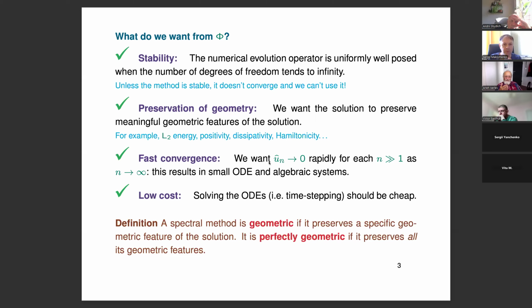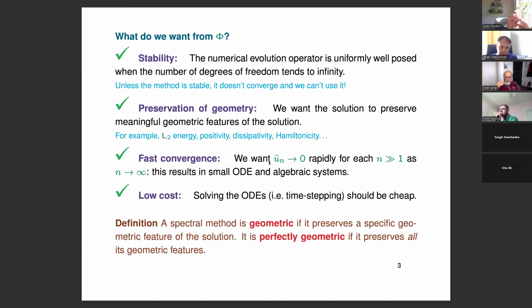Which brings us to the last requirement, low cost. At the end of the day, we put everything on a computer. The computer is an algebraic machine. All it can do is add, subtract, multiply, divide, and decide if one number is larger than another number. That's all computers can do.